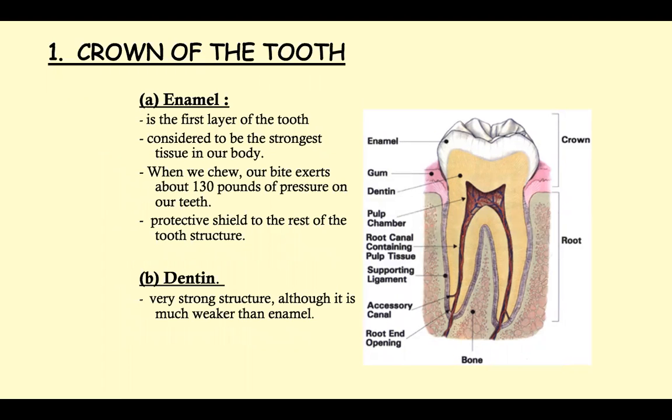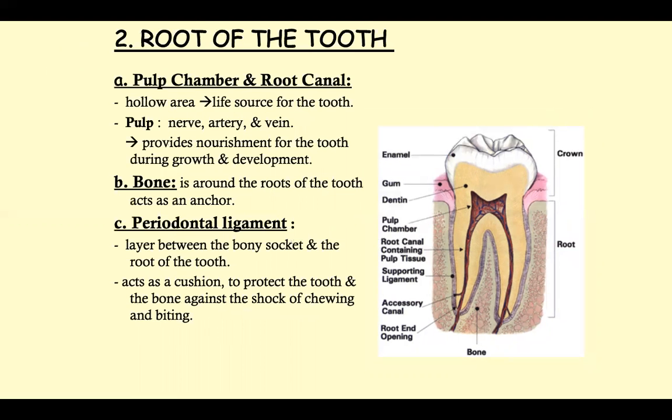Then the crown of the tooth: its enamel is the first layer of the tooth, considered to be the strongest tissue in our body. When we chew, our bite exerts about 130 pounds of pressure on our teeth. Enamel is a protective shield to the rest of the tooth structure. Dentine is a very strong structure, although much weaker than enamel. Then the root of the tooth has a pulp chamber and root canal. It's a hollow area, the life source of the tooth. Pulp contains a nerve, artery, and vein. It provides nourishment for the tooth during growth and development. The bone is around the roots of the tooth and acts as an anchor. The periodontal ligament is the layer between the bony socket and the root of the tooth, and acts as a cushion to protect the tooth and bone against the shock of chewing and biting.